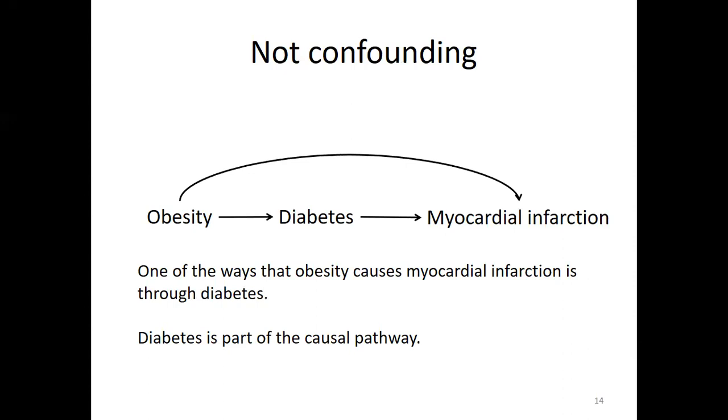So I have this example to underscore that you really have to think about what you know about the world, and you can't just use an automated method to select confounders, because if you use some sort of stepwise selection procedure, it's going to pick up diabetes. But in this case, you could actually be adjusting away part of your association.